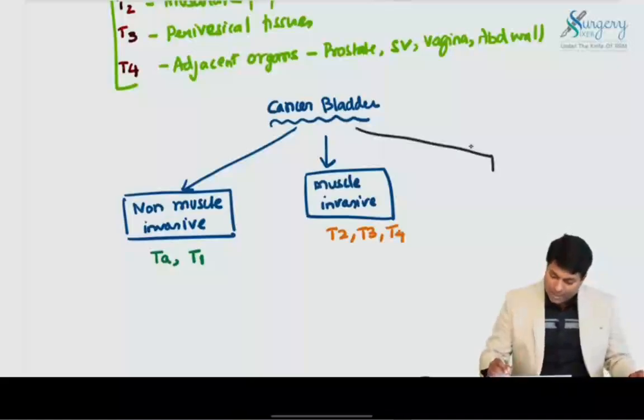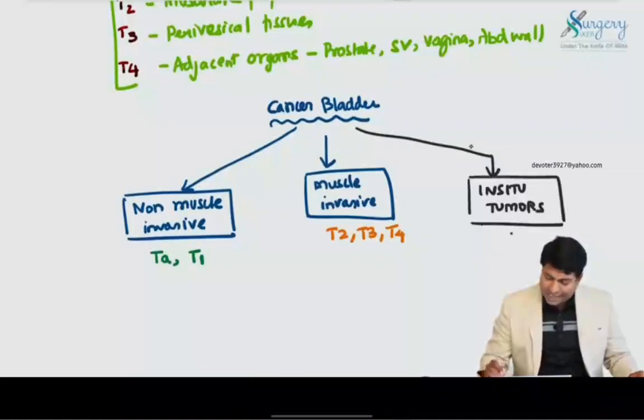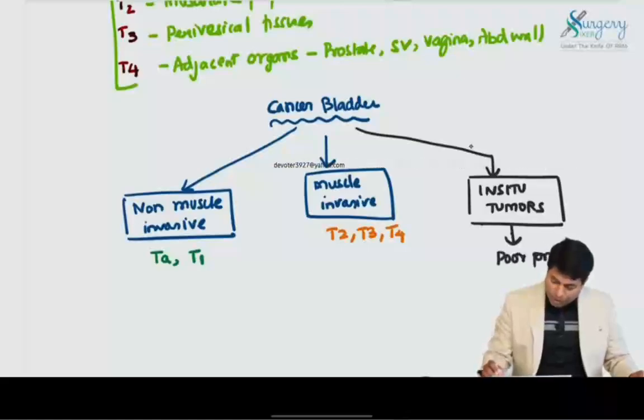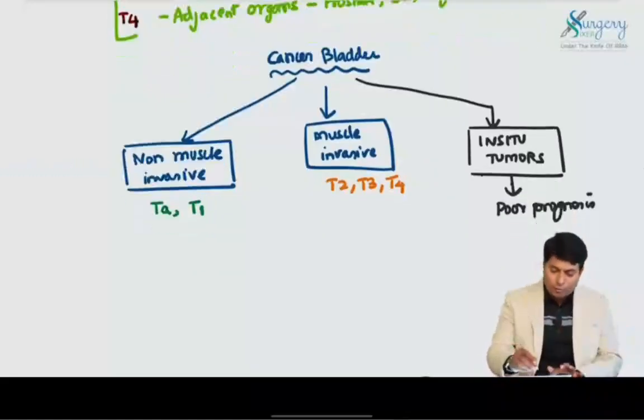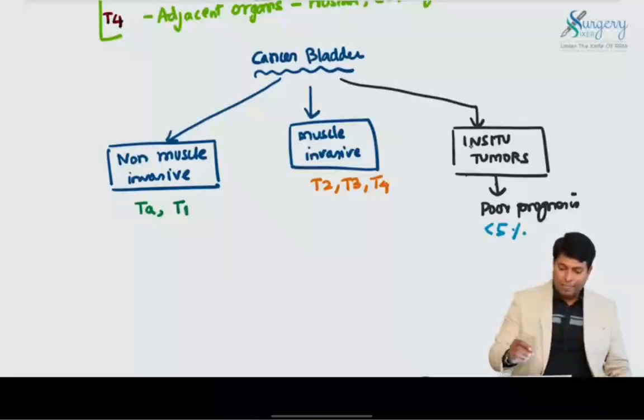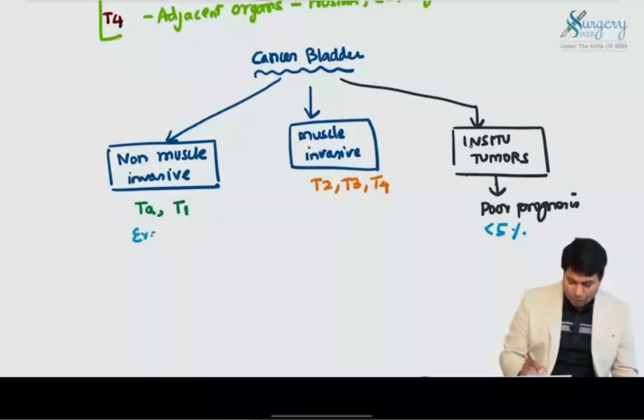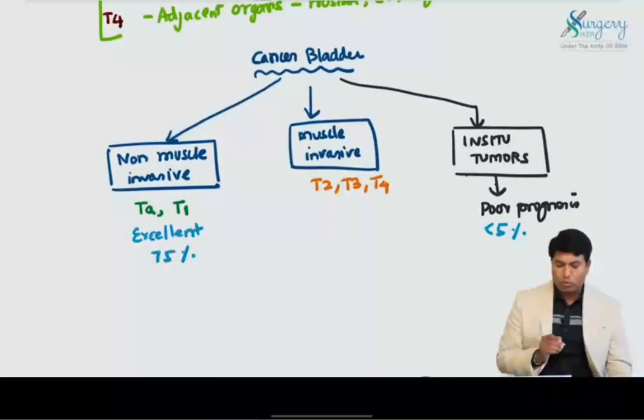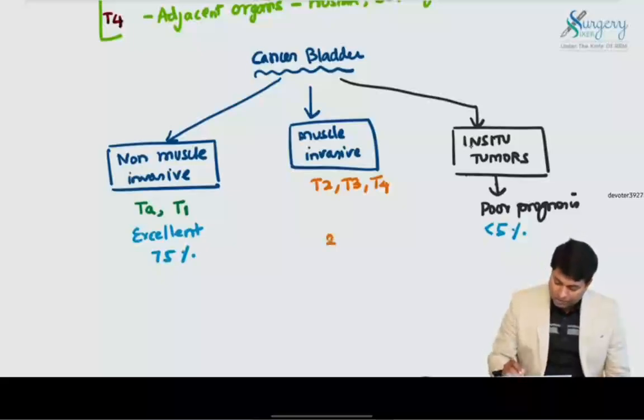And now I'm discussing in situ also. In situ tumors, unlike other cancers where carcinoma in situ has a good prognosis, bladder cancer in situ carries a poor prognosis, less than 5% survival. Non-muscle invasive cancers have an excellent prognosis, around 75%. Muscle invasive cancer has a 25% prognosis and is also a worse prognosis.